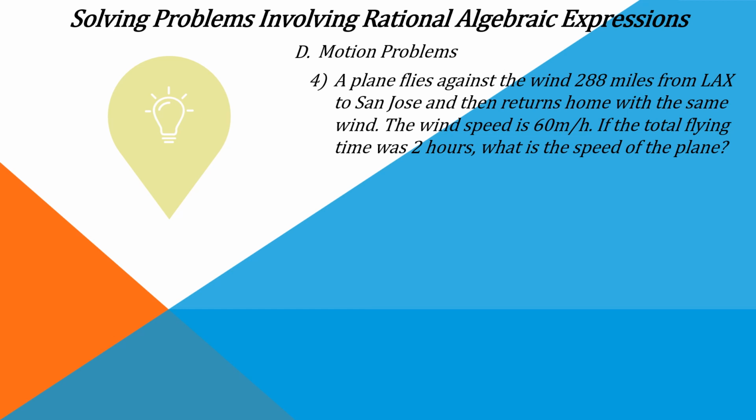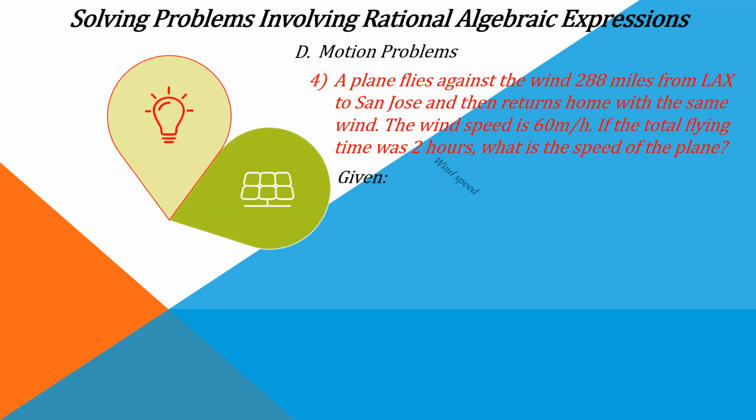A plane flies against the wind 288 miles from Los Angeles to San Jose, and then returns home with the same wind. The wind speed is 60 meters per hour. If the total flying time was 2 hours, what is the speed of the plane? Now, in this example, the plane flies against the wind 288 miles from Los Angeles to San Jose, and returns, again 288 miles, along the wind. So the wind speed is 60 meters per hour. If the total flying time was 2 hours, what is the speed of the plane?